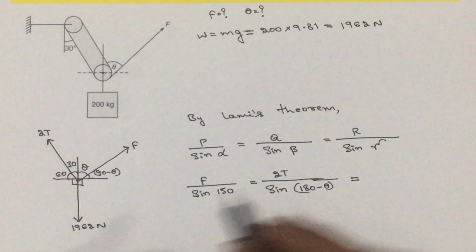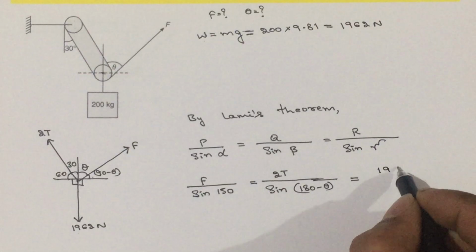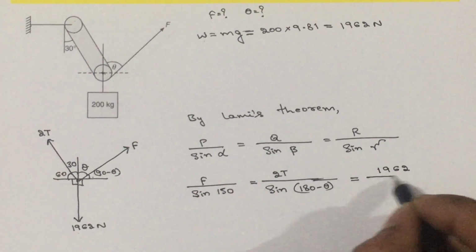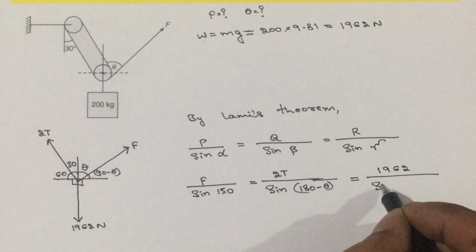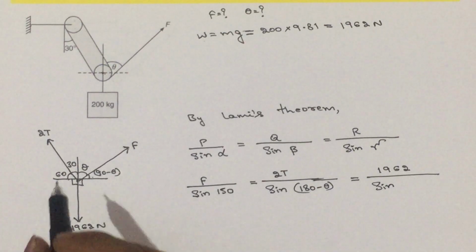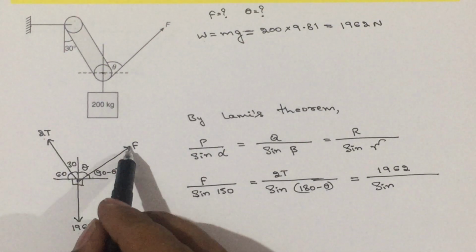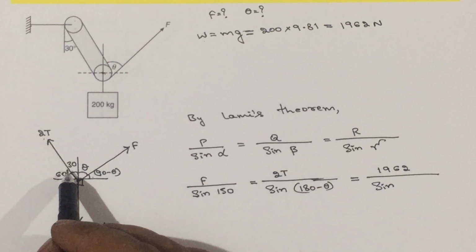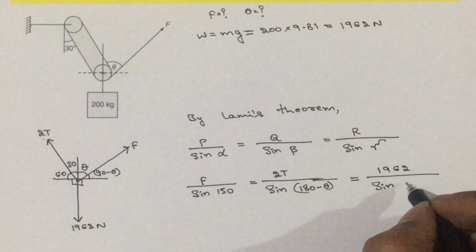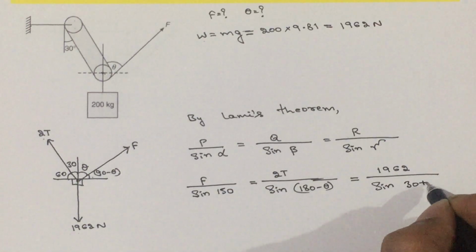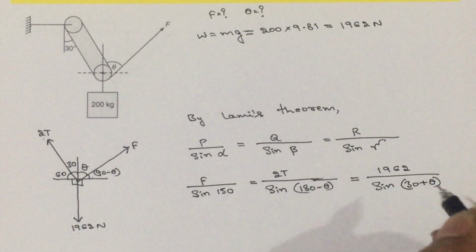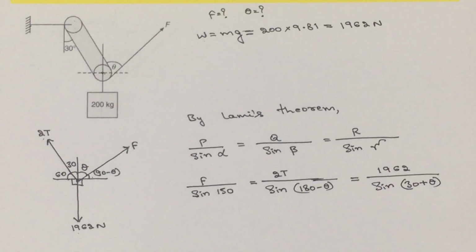Then that should be equal to 1962, the force, divided by sin of the angle between the other 2 forces. The other 2 forces are 2T and F. The angle between them is 30 plus theta.